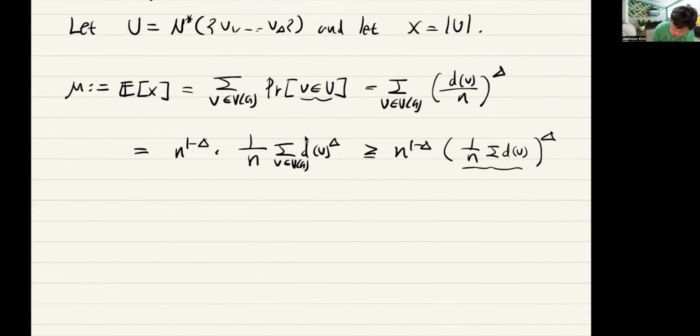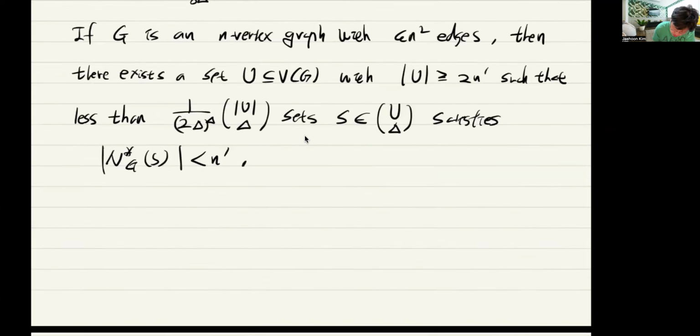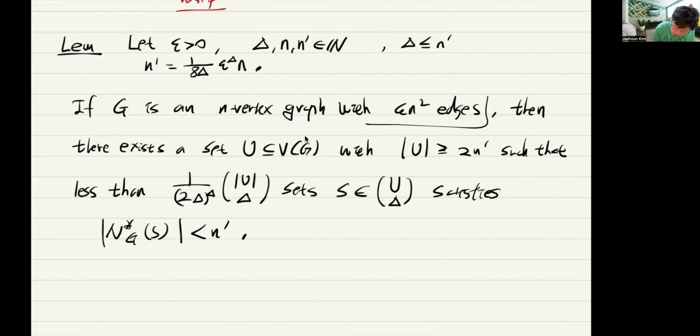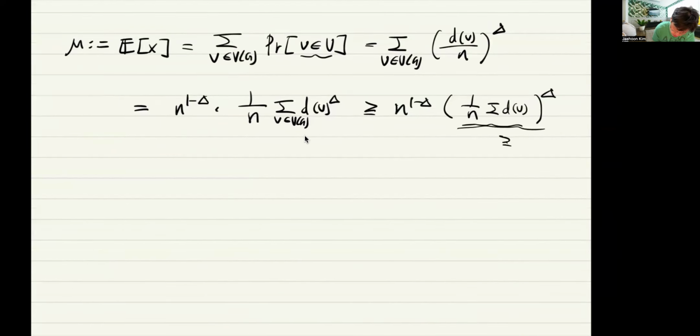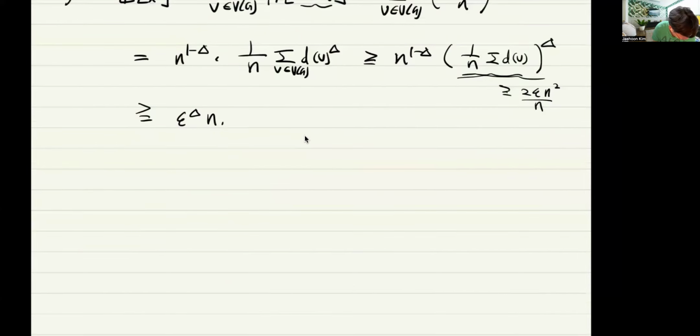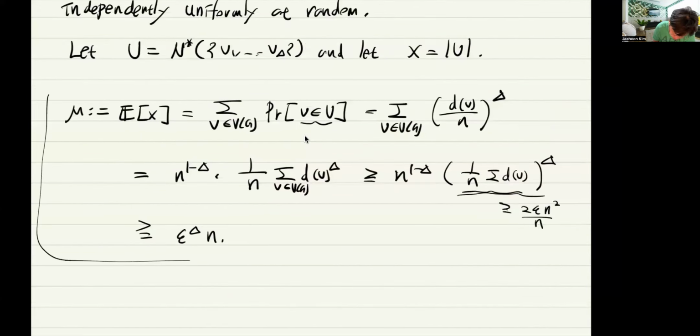But what's this? We assume that it has at least 2 epsilon n squared edges. So this is at least what? 2 times epsilon n squared over n. So you compute it and it is at least epsilon to the delta times n. Okay, so this is good.